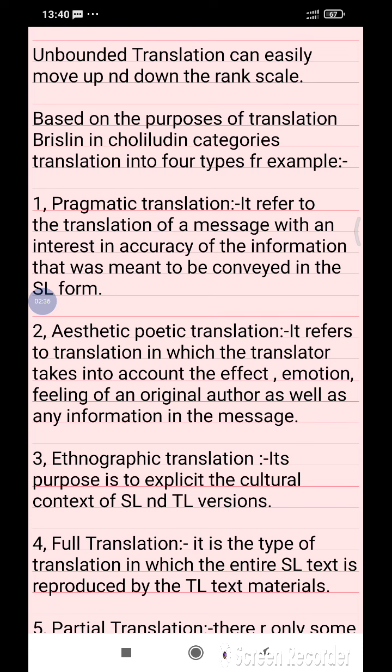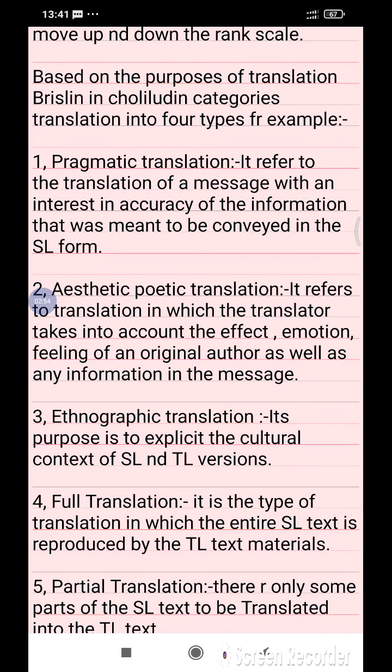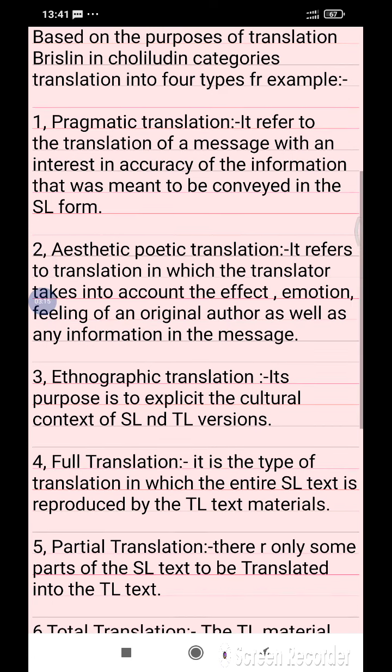Catford categorizes translations into types, for example, pragmatic translation. It refers to the translation of a message with an interest in accuracy of the information that was meant to be conveyed in the SL form. Pragmatic translation refers to the translation of a message with an interest in accuracy of the information. SL form is all about the source language.